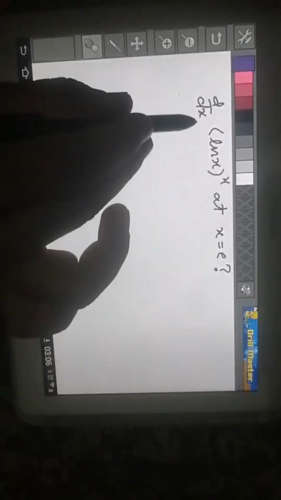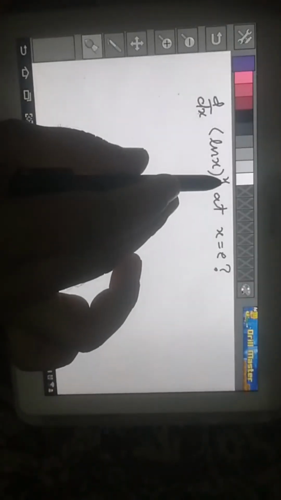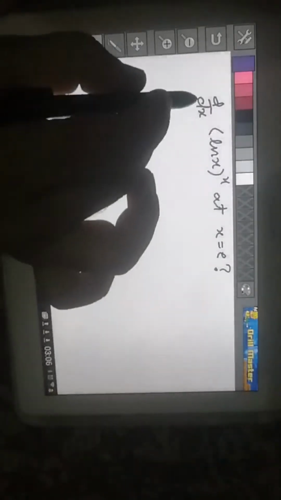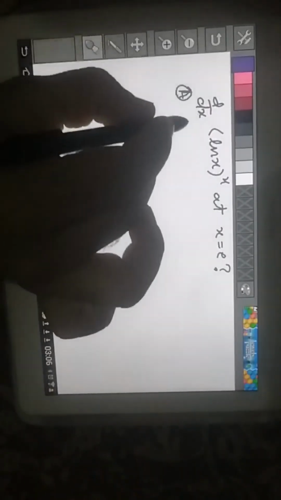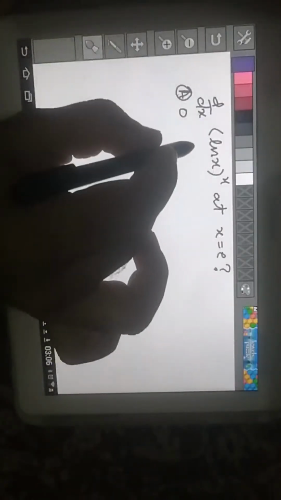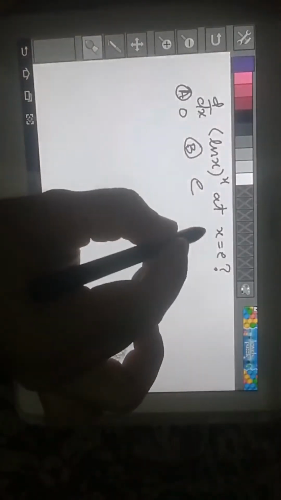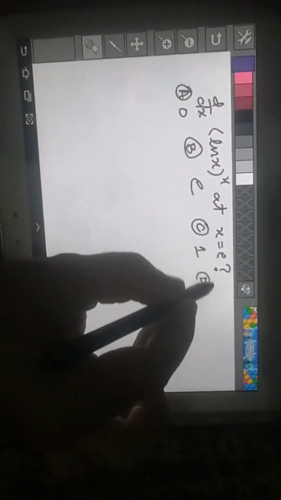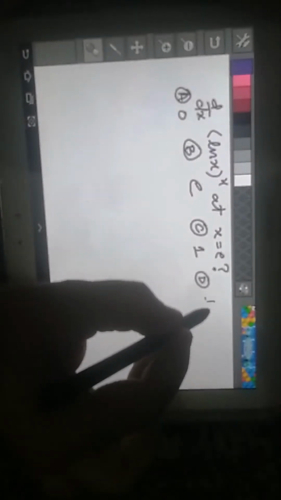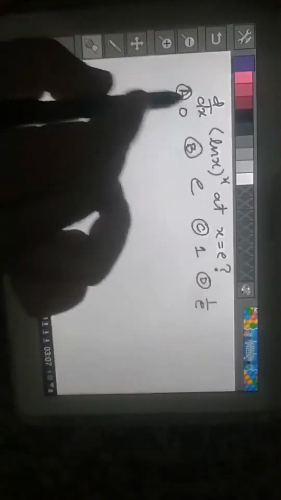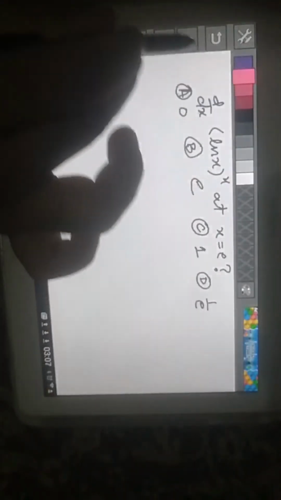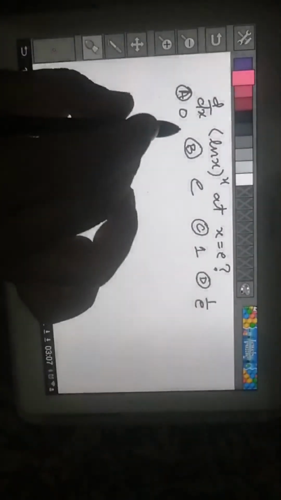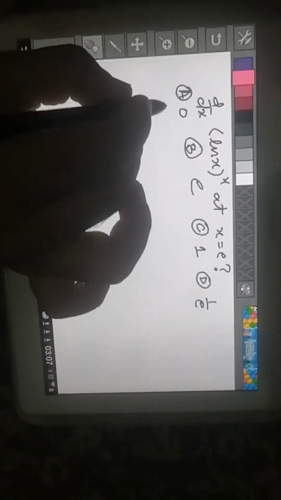Here, this is natural log of x raised to the power x, to be evaluated at x equal to e. And what is the answer? So if we look at the options given, these are the options. And if you are a genius watching this channel, please solve this question before me. It's a big challenge for you, and if you can, then you are a bigger mathematician than me. So look, I'm doing it.